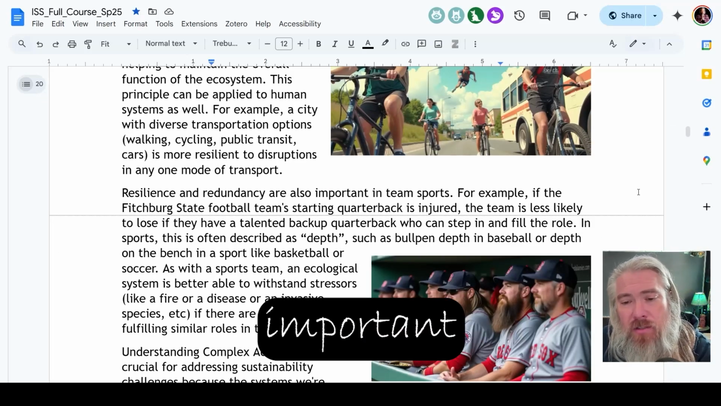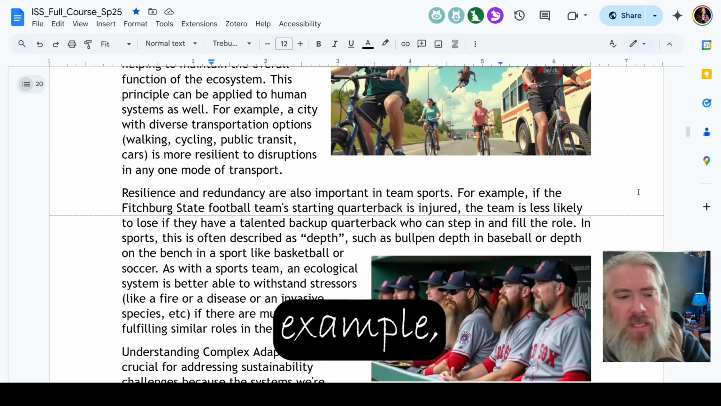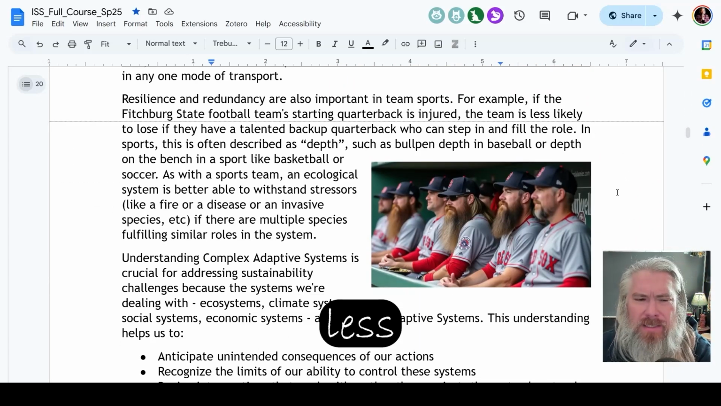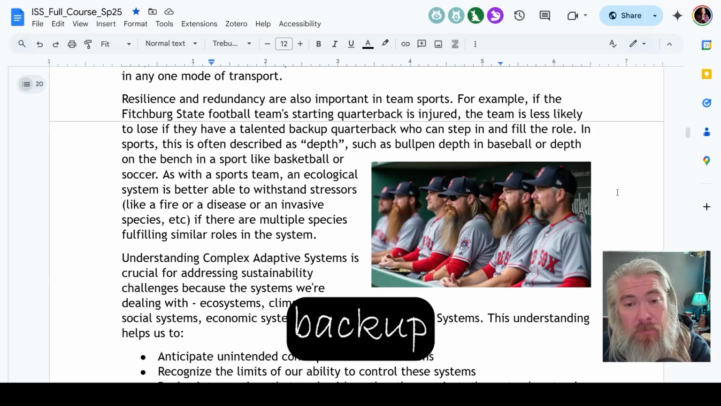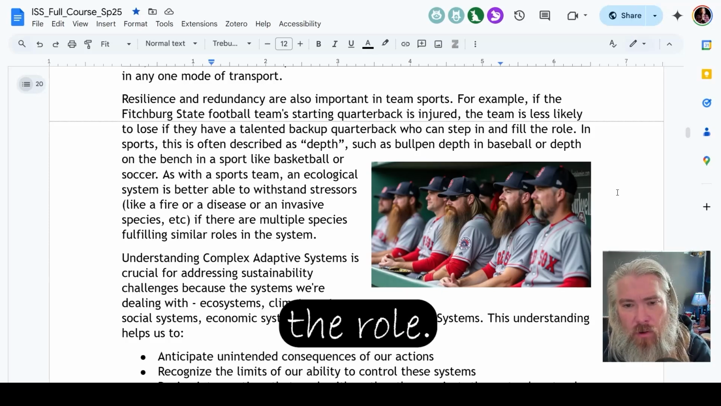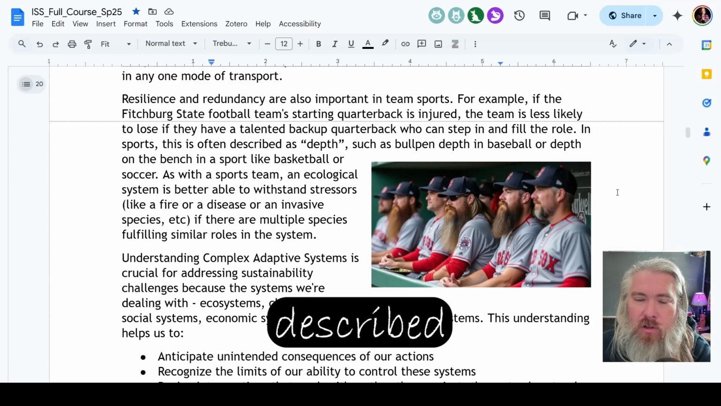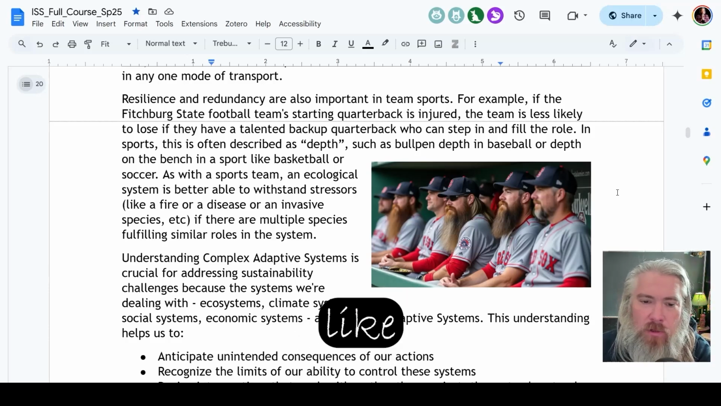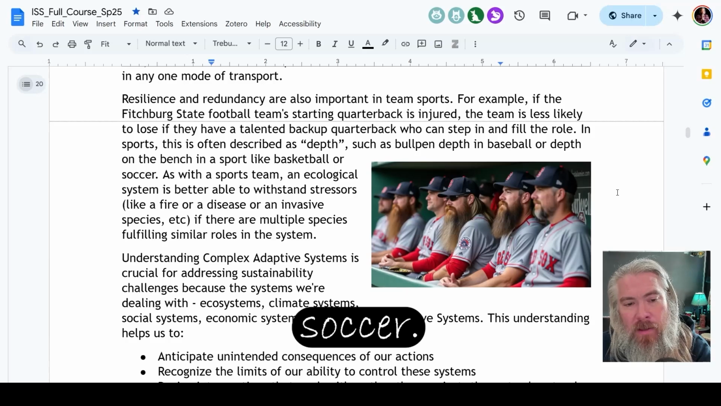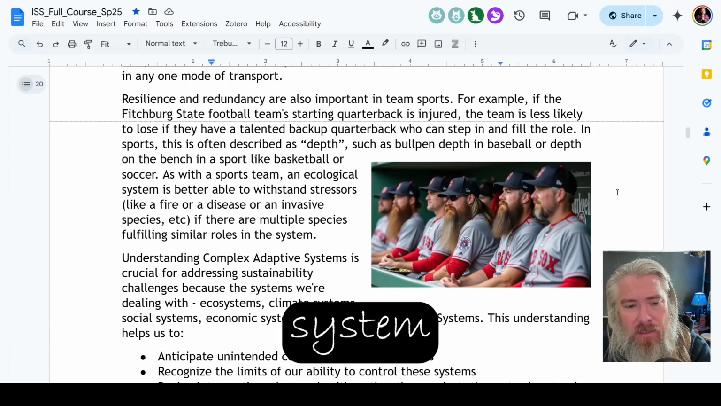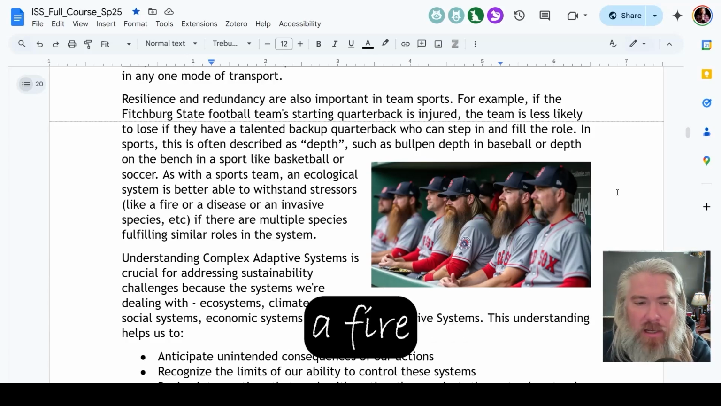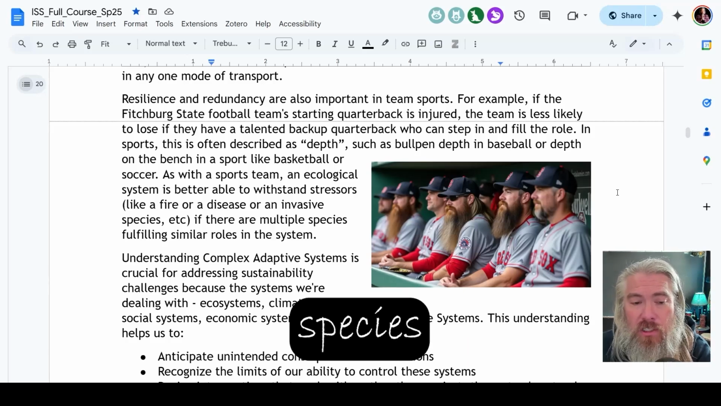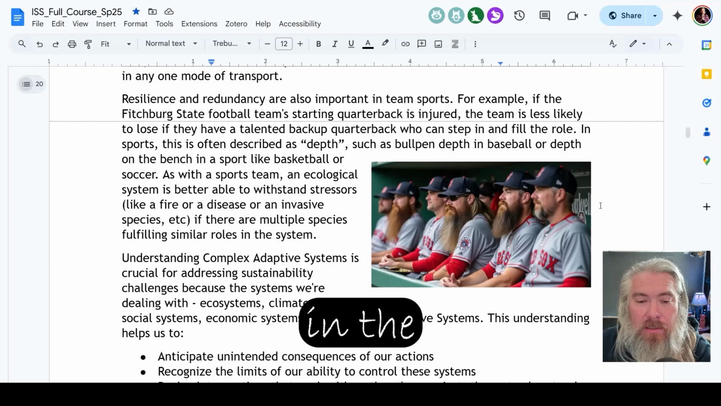Resilience and redundancy are also important in team sports. For example, if the Fitchburg State football team's starting quarterback is injured, the team is less likely to lose if they have a talented backup quarterback who can step in and fill the role. In sports, this is often described as depth, such as the bullpen depth in baseball or depth on the bench in a sport like basketball or soccer. As with a sports team, an ecological system is better able to withstand stressors like a fire or a disease or an invasive species, etc., if there are multiple species fulfilling similar roles in the system.